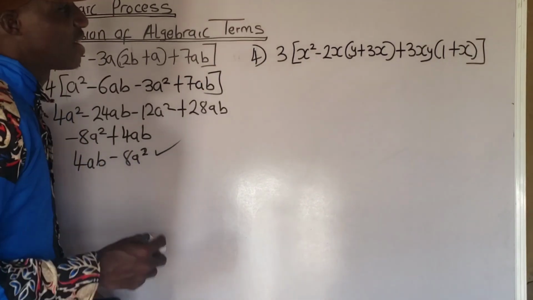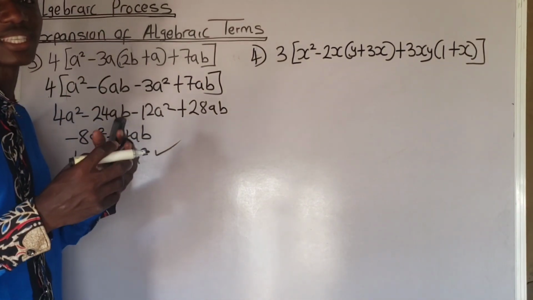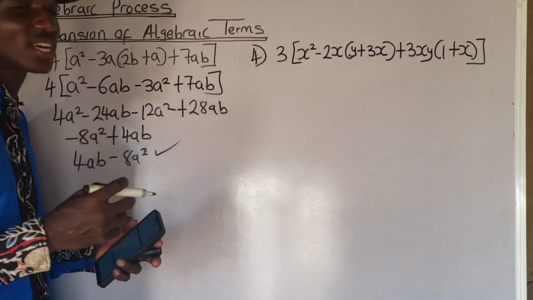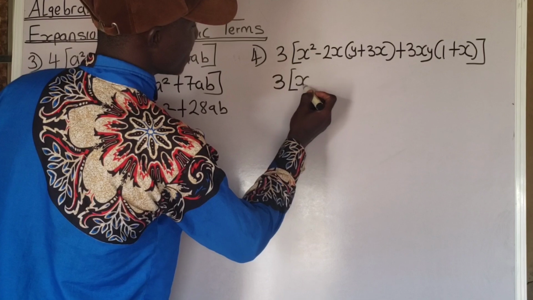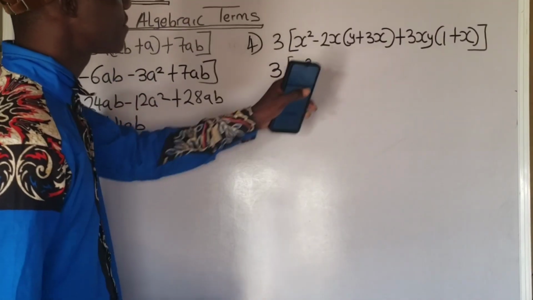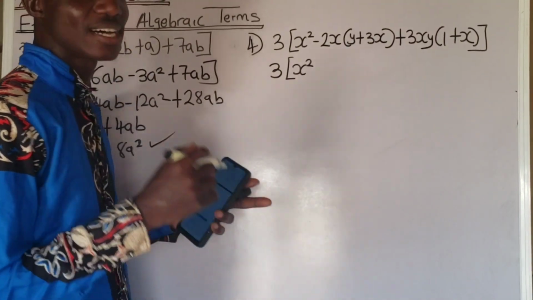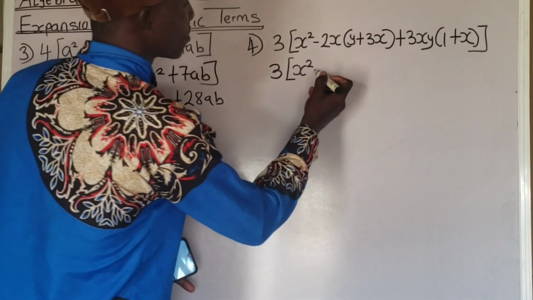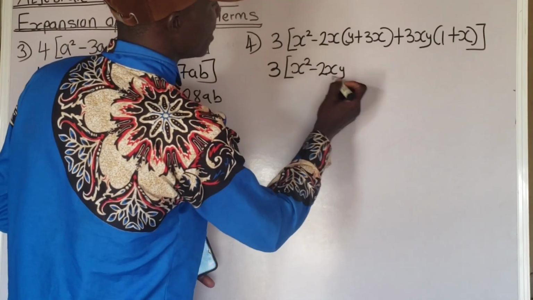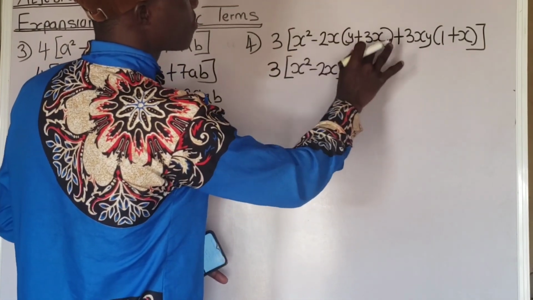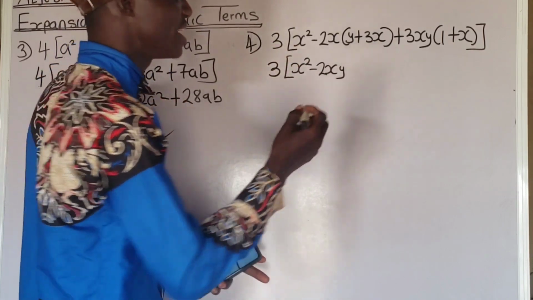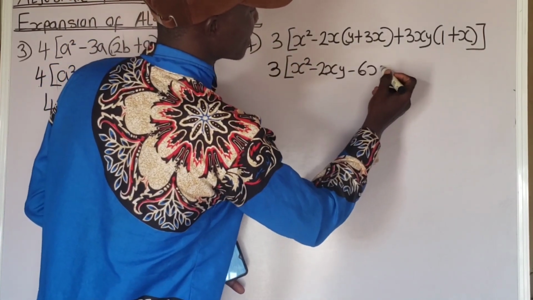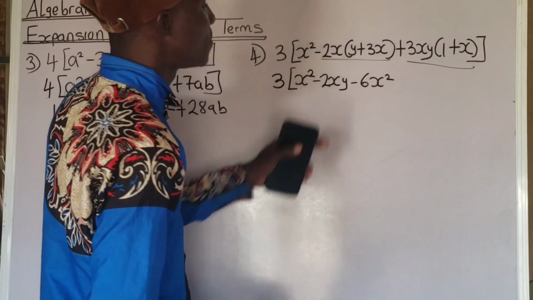Okay? Now let's start. We are going to start from the term inside the bracket. You understand? So I'm going to have here 3 into bracket x squared. Now, negative 2x multiplied by y, that will give me what? Negative 2xy. Negative 2x multiplied by positive 3x, that will give me negative 6x squared. Now, I'm done with this bracket.